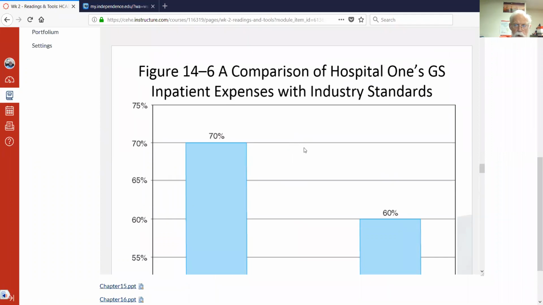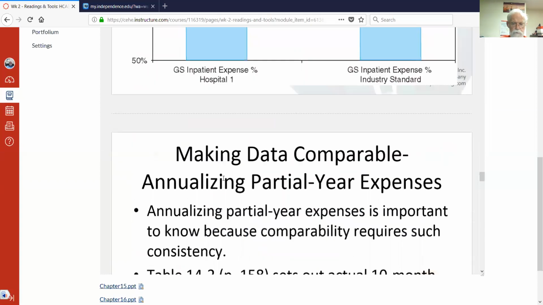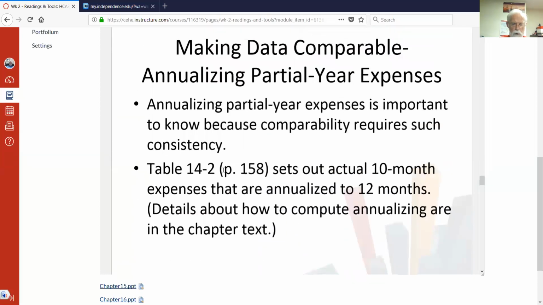Another one, looking at expenses here, this is looking at inpatient expenses in this hospital compared to industry standard. And again, this is probably percent of total revenue. So why are we above? The question you'd ask as a manager is, why are we above industry standard? So these things are of interest.